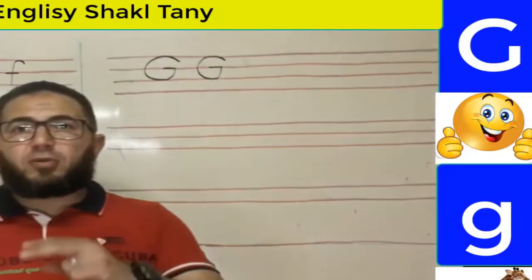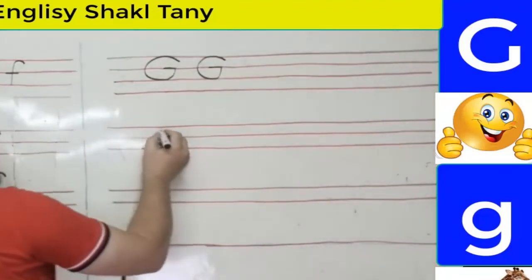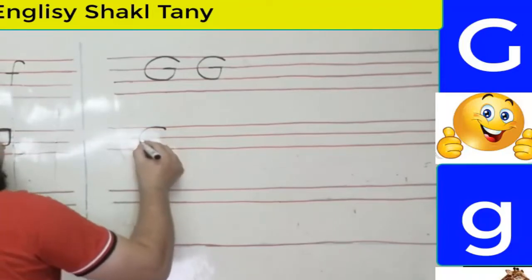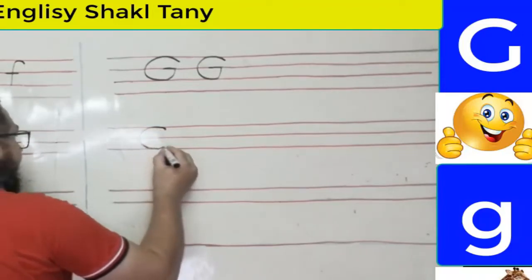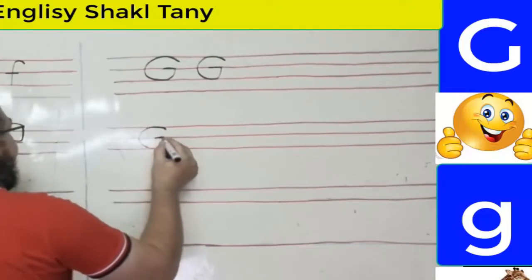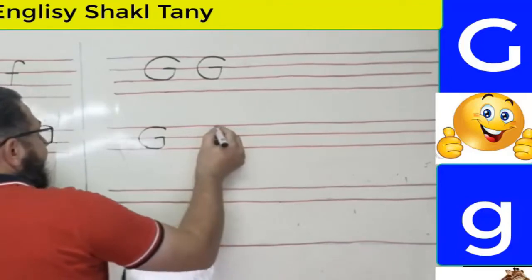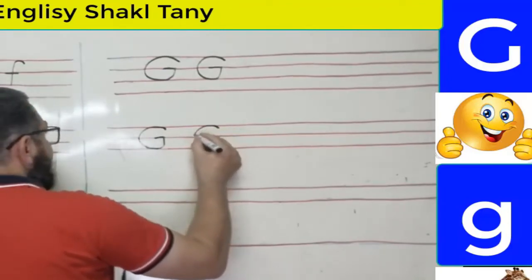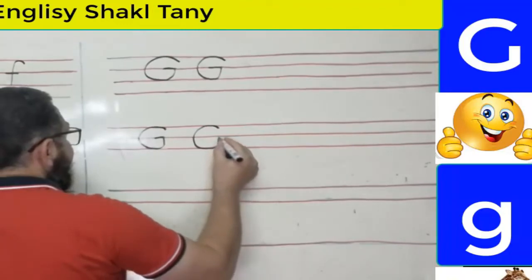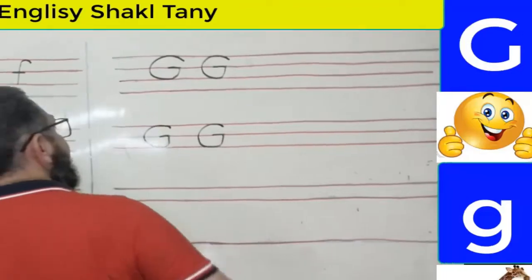So let's see how to write it on the three lines. Again, we start at the top, make a curved line like that, it must go to the third line, then go back again, then make a sleeping line like that. It's G capital. Again, a curved line at the top, go down to the third line, then go back again to the second line, and then make a straight line like that.